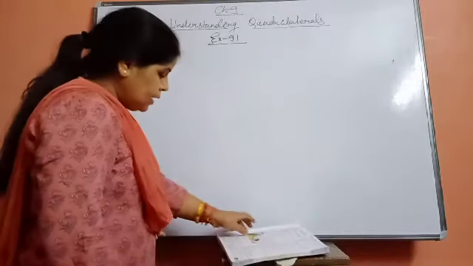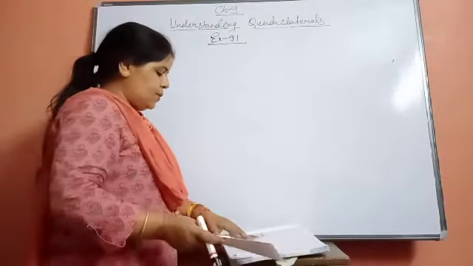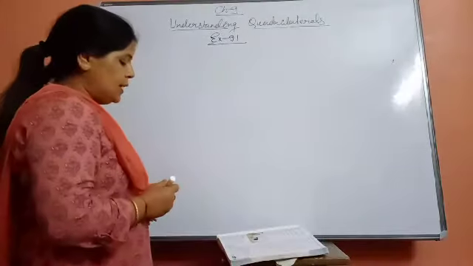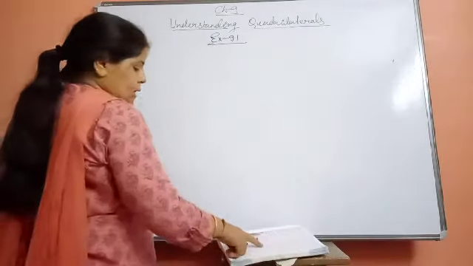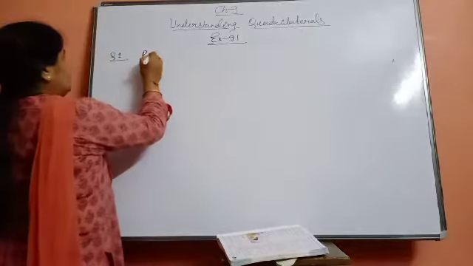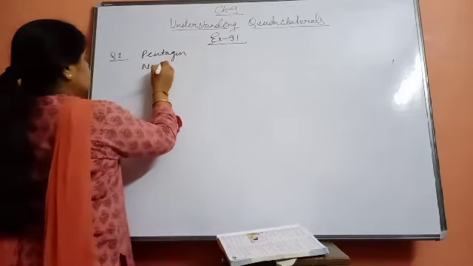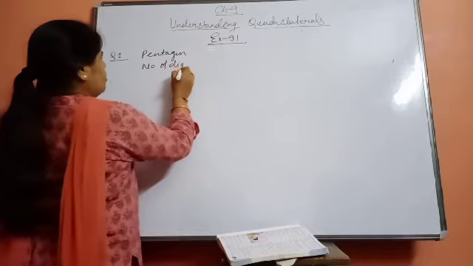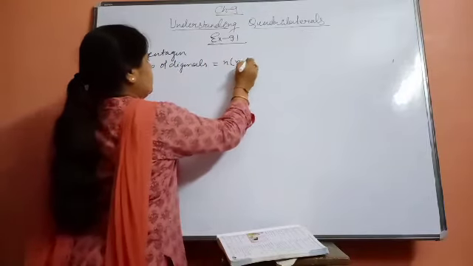How many diagonals are there in the following polygon? We have to find the number of diagonals in the pentagon. You know the number of diagonals; just now we learned the formula. Number of diagonals is equal to n times (n minus 3) upon 2.